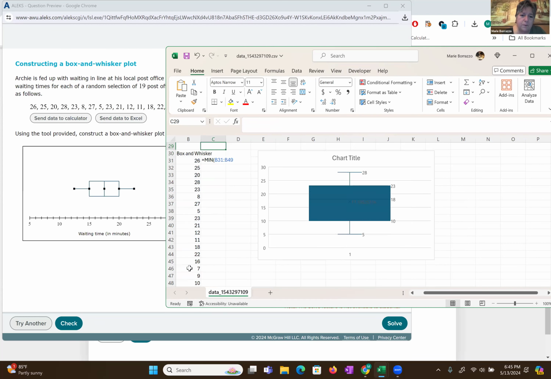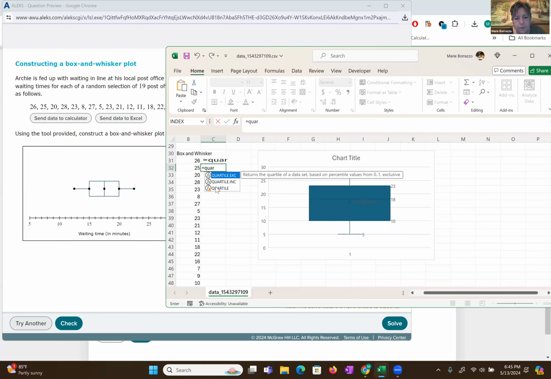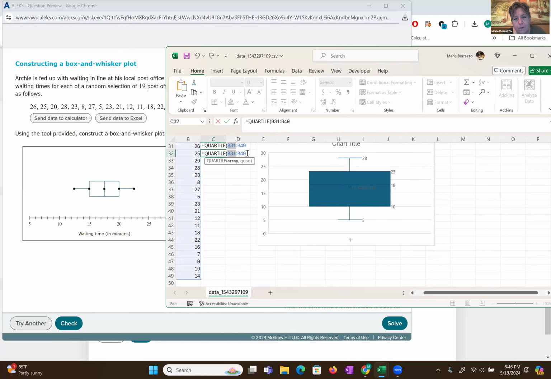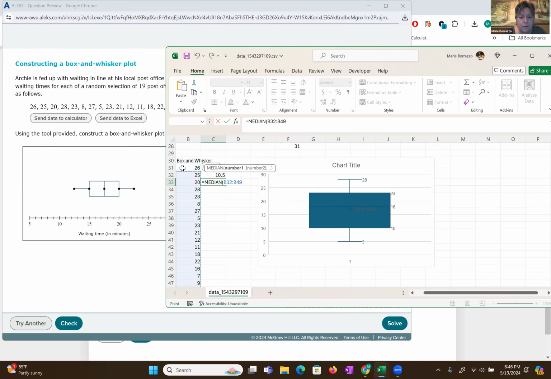Okay, I'm going to go to median, or better yet, you're going to go to quartile. So you can go to equals quartile. I'm going to go to quartile and highlight your numbers. Oh, I need to tell it which quartile. Quartile one. I forgot to say that. And hit enter. And I'm going to go to median for this one. So equals median. Double click on this. Okay, this goes from 14 to 26.